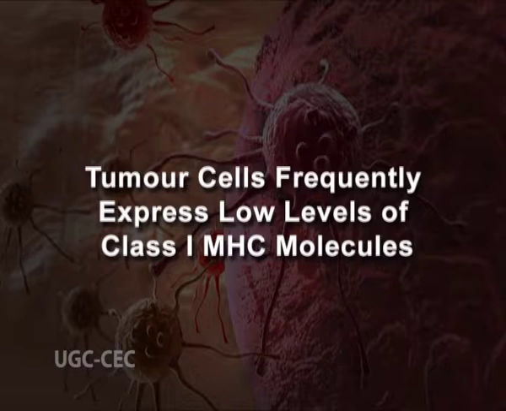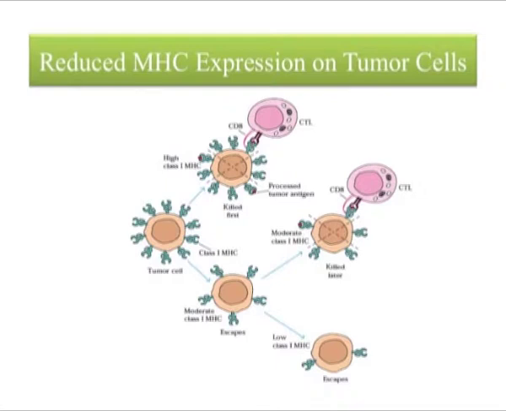Tumor cells frequently express low levels of class 1 MHC molecules. The cell mediated immune response plays an important role in controlling tumor growth. The cytotoxic T lymphocytes identify foreign antigens through the major histocompatibility complex, the MHC. These cells can be activated by tumor antigens presented on self MHC. The tumor antigens on self MHC are recognized by T cell receptors on cytotoxic T cells. The association between MHC, tumor antigen and T cell receptor gives a signal to the T cell and it gets activated.